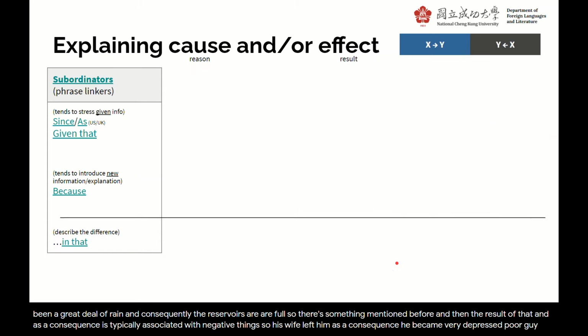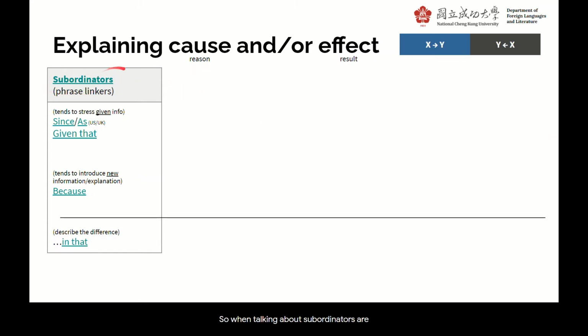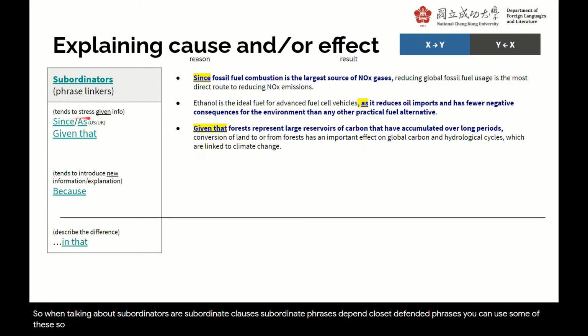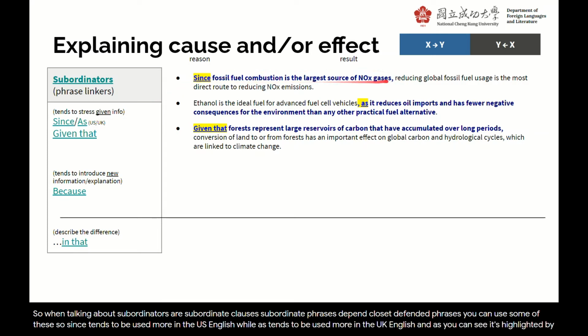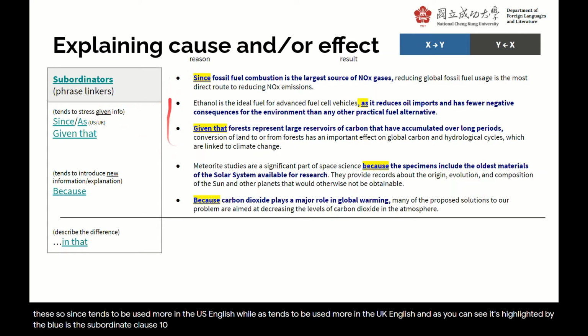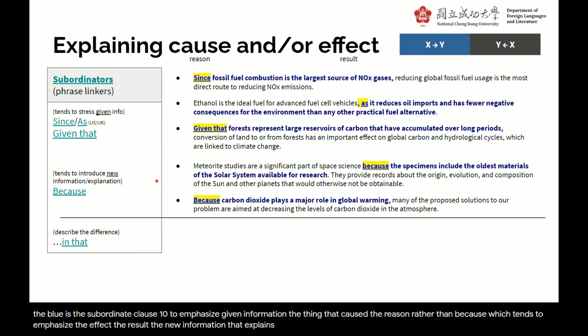Poor guy. When talking about subordinators or subordinate clauses, subordinate phrases, dependent clauses, dependent phrases, you can use some of these. So since tends to be used more in US English, while as tends to be used more in UK English. And as you can see, it's highlighted in blue as the subordinate clause. And these tend to emphasize given information, the cause, the reason, rather than because, which tends to emphasize the effect, the result, the new information, the explanation.